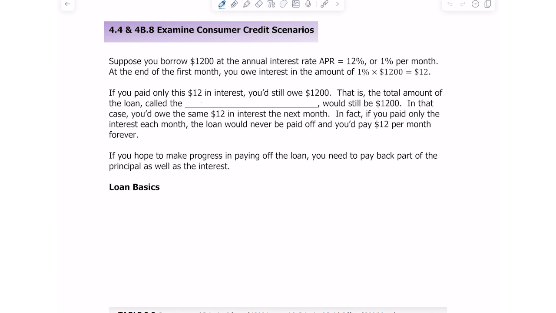So that means that the total amount of the loan, which we know is called the principal, would still be $1,200, right? And you would owe that same $12 in interest. It would be a vicious cycle over and over again. In fact, you would never be able to pay off that loan. So if you hope to make any progress in paying off the loan, you need to pay back part of the principal as well as the interest.